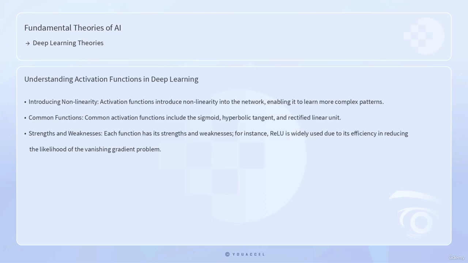Deep learning's theoretical foundation also includes understanding activation functions, which introduce nonlinearity into the network, enabling it to learn more complex patterns. Common activation functions include the sigmoid, hyperbolic tangent, and rectified linear unit. Each function has its strengths and weaknesses. For instance, ReLU is widely used due to its efficiency in reducing the likelihood of the vanishing gradient problem, which can hinder the training of deep networks.